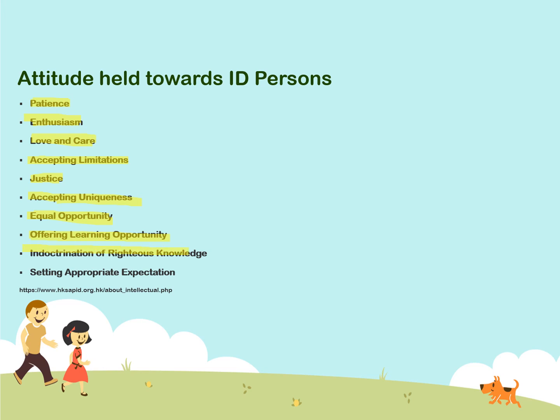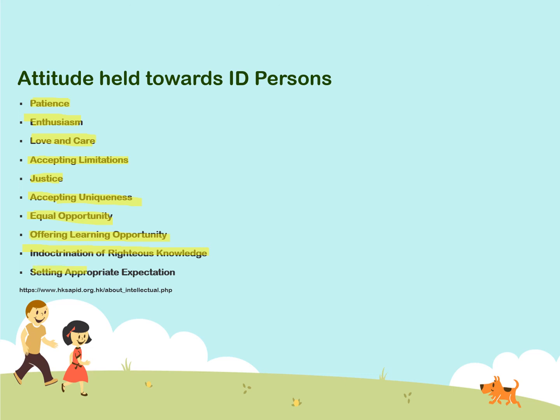Indoctrination of the righteous knowledge. We should teach the ID persons that they need guidelines before they make decisions. When they need to make a decision, they need to select from options. They need to learn. They need help from others.